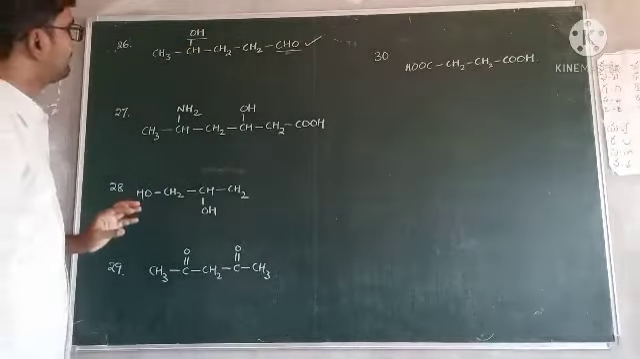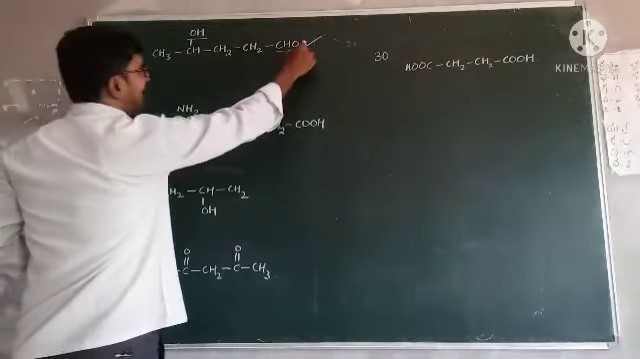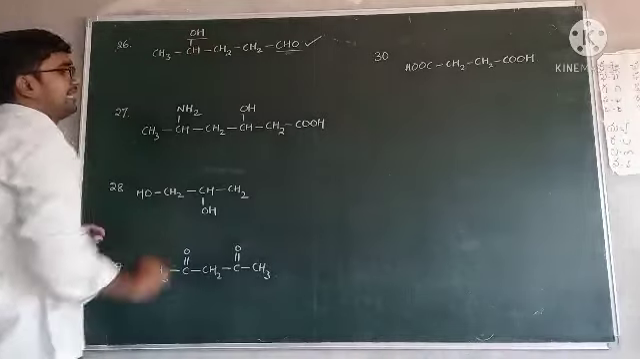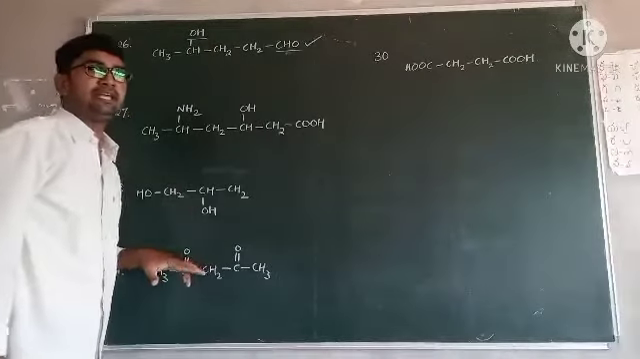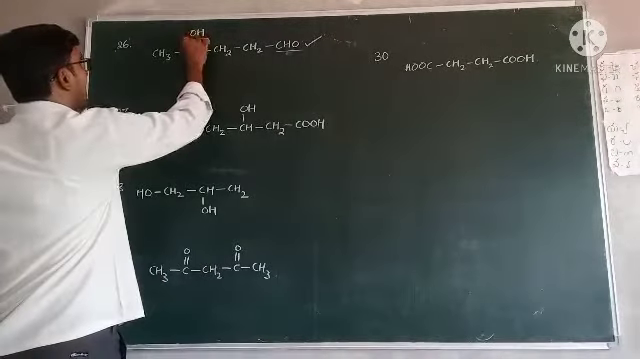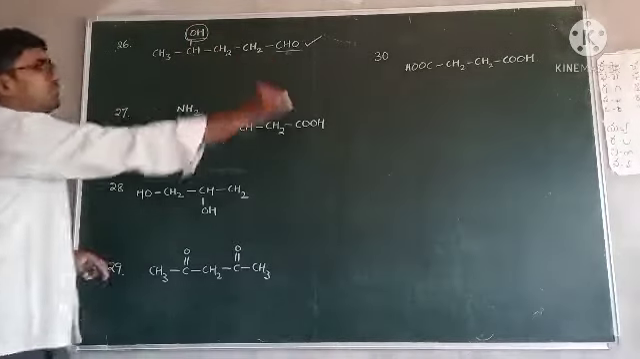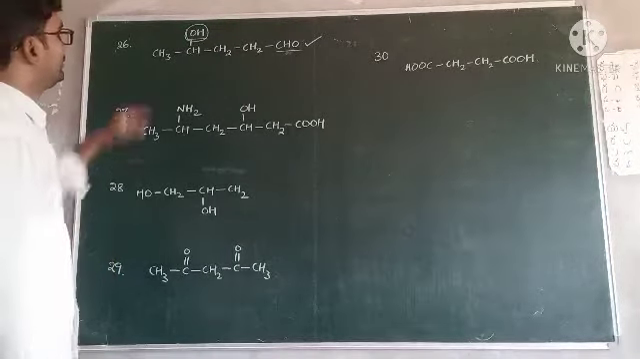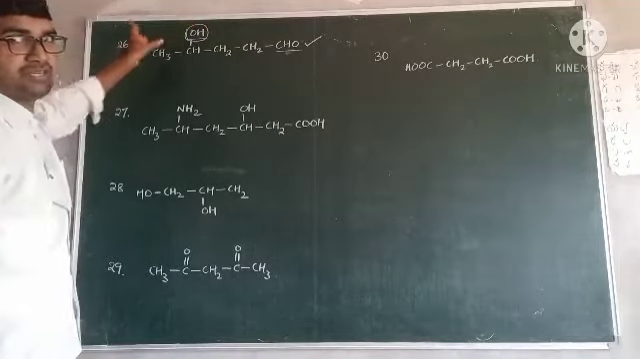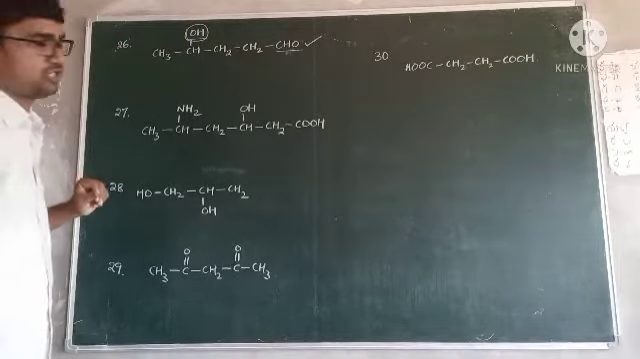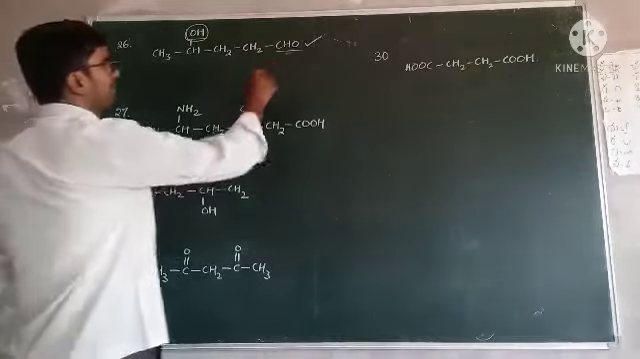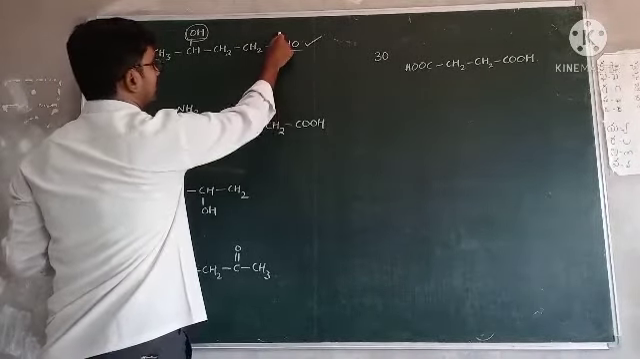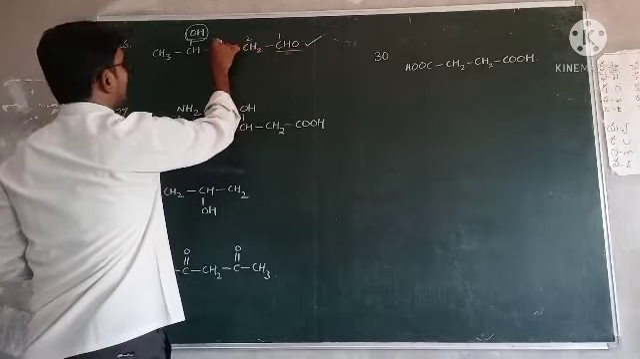One more thing: this one acts as the main hero in this compound. This one acts as a dummy hero. Dummy hero means this one acts as a substituent. Remember this point. That's why write the name of this one as a substituent, not as a main functional group. Now give the numbering. This is the main functional group, and it also contains carbon, so give the numbering from the carbon.